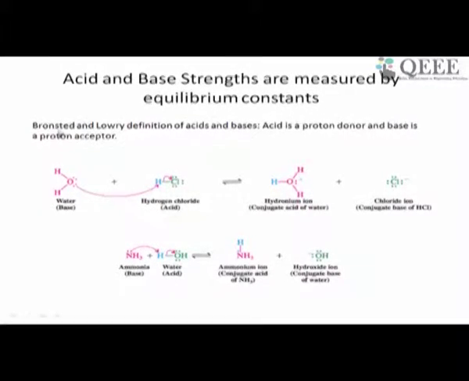Bronsted and Lowry defined acids and bases, and we will basically use these concepts. An acid is a proton donor and a base is a proton acceptor. This is the definition given by Bronsted and Lowry. We have also studied equilibrium reactions, so we'll borrow those concepts here as well.